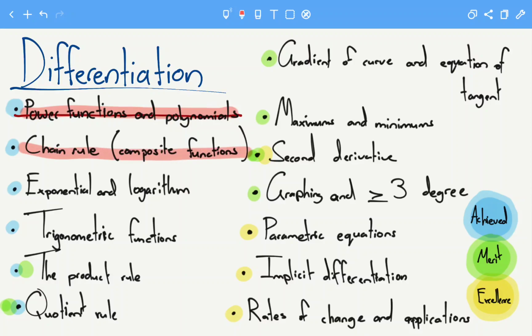Now, as you can see with the blue highlight there and the blue highlight here, both these skills are mostly achieved skills. However, with the differentiation exam paper at the end of the year, they do mix achieved and merit skills together quite a lot. So the chain rule, this one's definitely achieved. Power functions and polynomials are definitely achieved. The chain rule, you can have some merit questions.